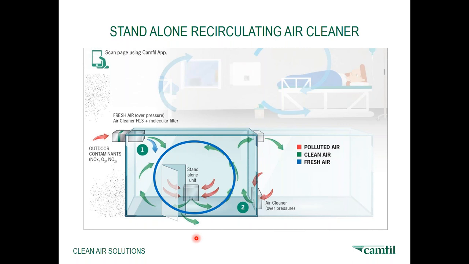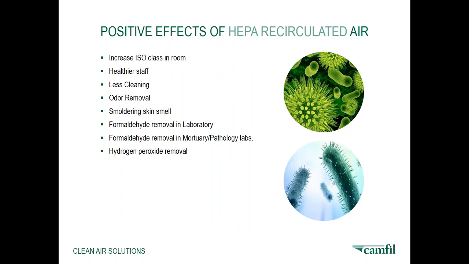In hospital, besides particles, there are many different odors and gases that can either affect patient and staff health or slow down productivity. As you can see in the blue circle, a standalone unit is in the room. The red arrow symbolizes the air going through the filters, and the green arrow is the supplied clean air. And you only work with the room that the air cleaner is in. It just circulates the room volume a number of times. We have several positive effects by recirculating HEPA and molecular filtrated air, such as increased ISO class, odor removal, formaldehyde removal in laboratories, pathology labs, or hydrogen peroxide removal.